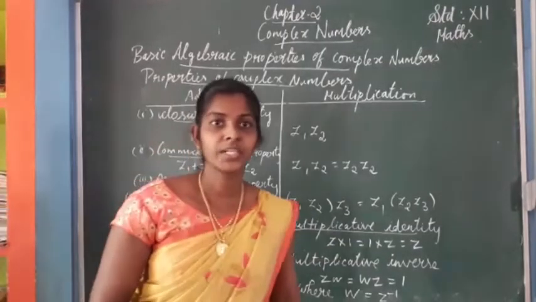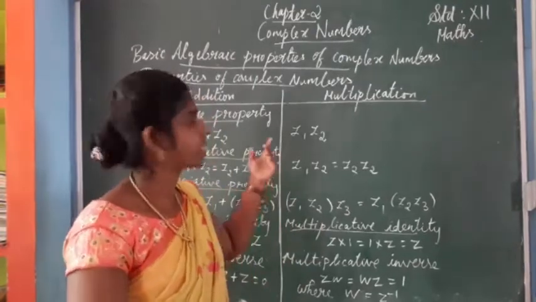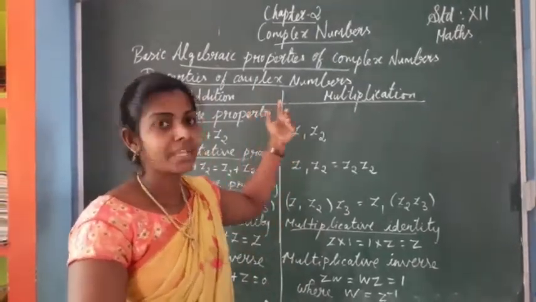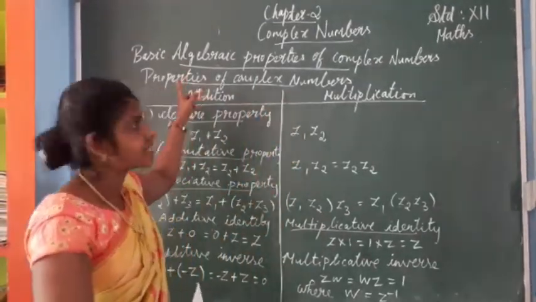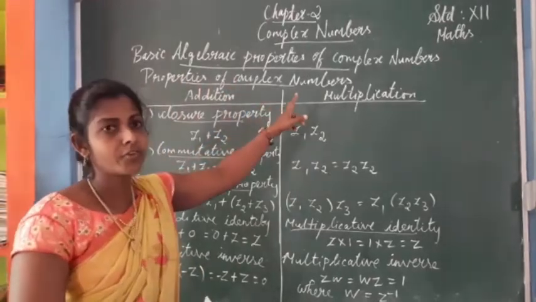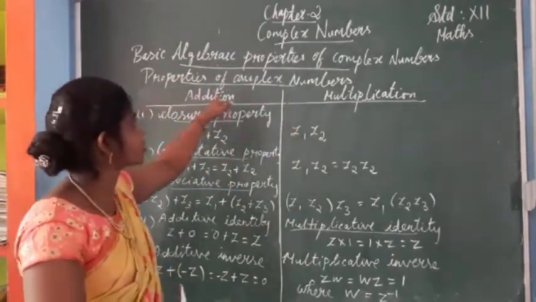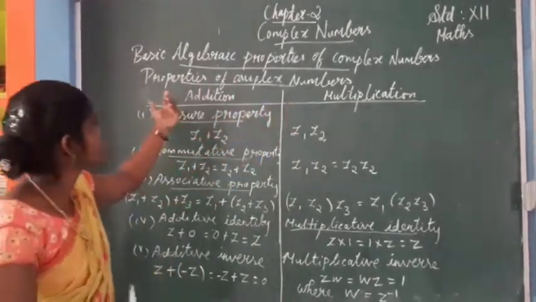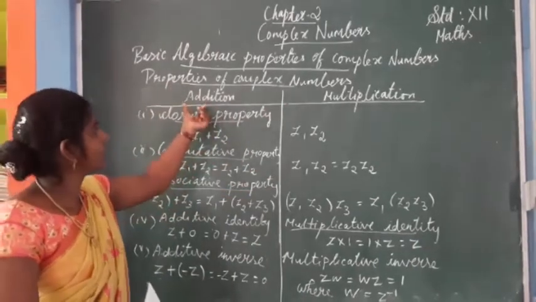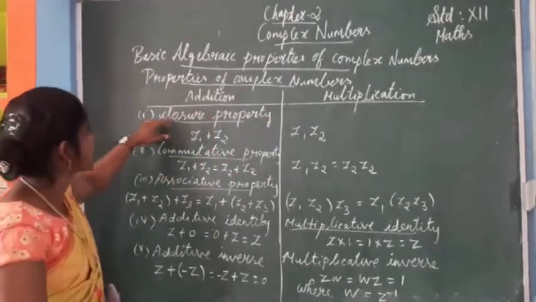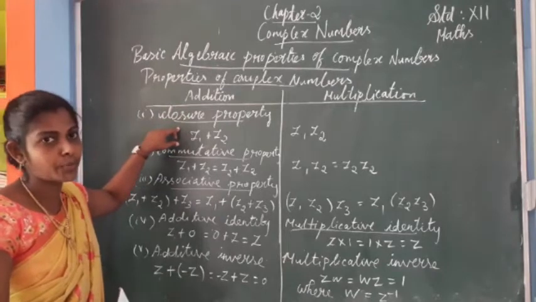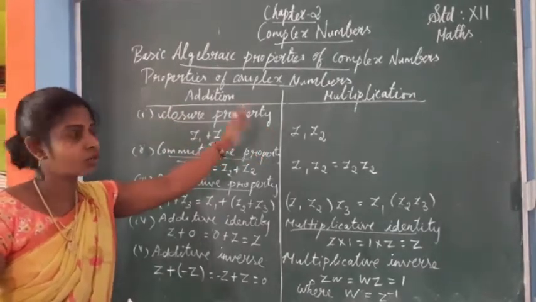Good morning students. 12th Maths, second chapter, complex numbers. Basic algebraic properties of complex numbers. These are the properties, addition and multiplication. In addition, we have the closure property, and in multiplication also we have the closure property.